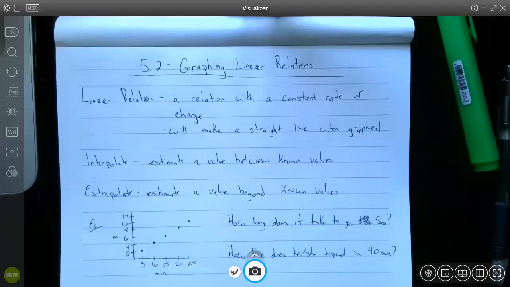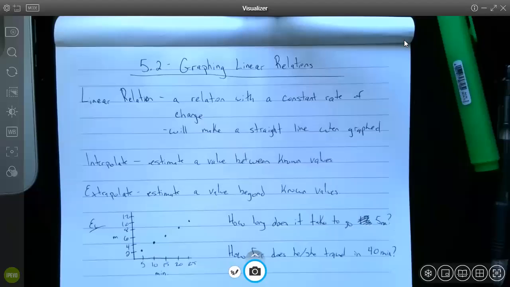Hey guys, so last lesson we learned how to write the equations for linear relations. Today we're going to be going over how to graph those linear relations. So this is lesson 5.2, graphing linear relations. We're going to start with just a couple definitions.